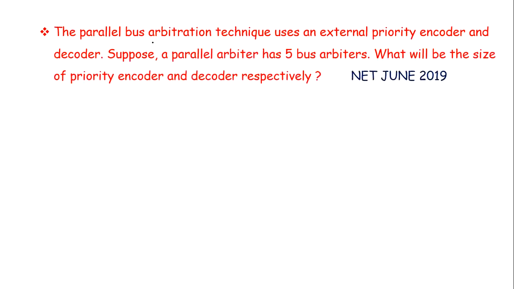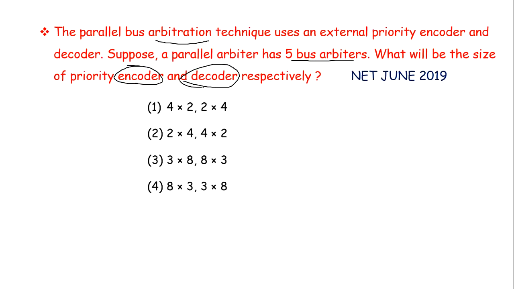Next is: the parallel bus arbitration technique uses an external priority encoder and decoder. Suppose a parallel arbiter has 5 bus arbiters. What will be the size of the priority encoder and decoder respectively? These are our options. We have to tell the size of the encoder and decoder.